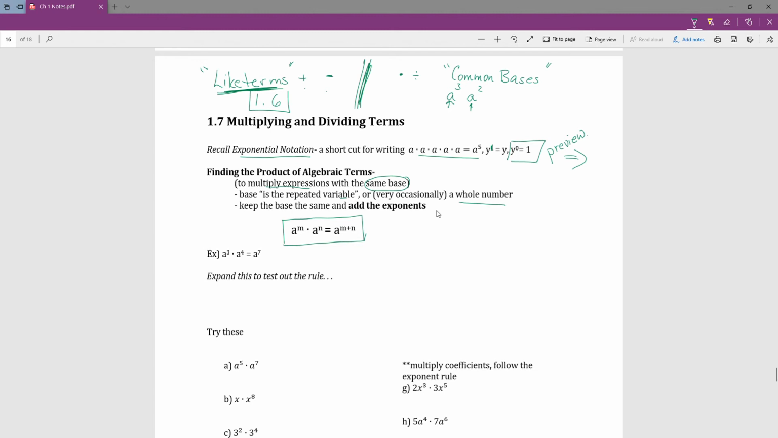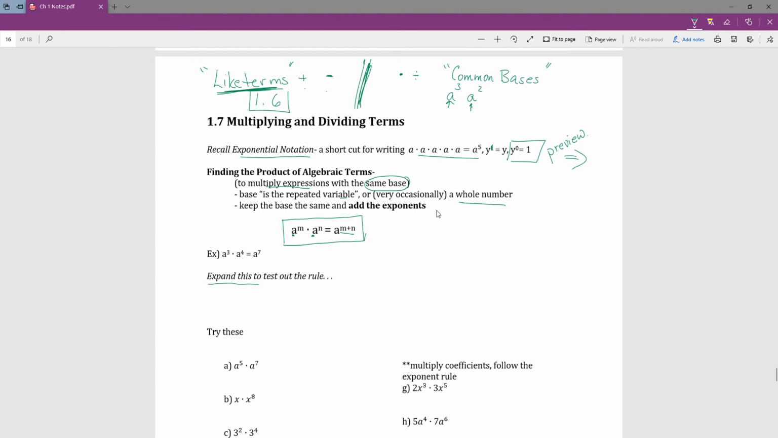So we have 2 terms here, and they have the common base x. Actually, it's technically 1 term, but we have 2 things here. I'm going to use the not precise word. And they have a as the letter. So the common base is a. And so in this, it's saying that we can add those exponents. So let's try one out. Let's expand it to test out that rule.